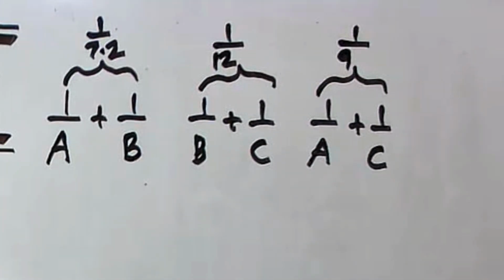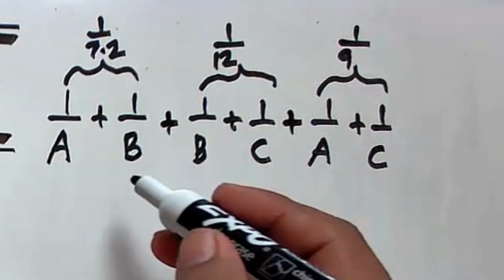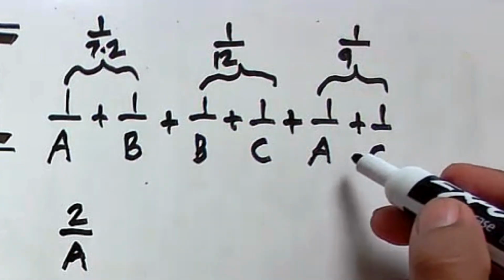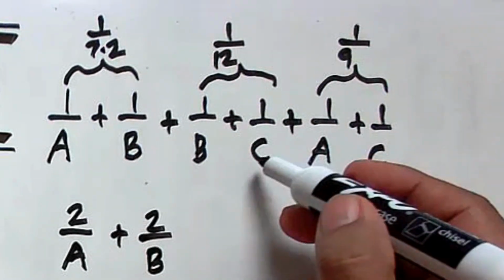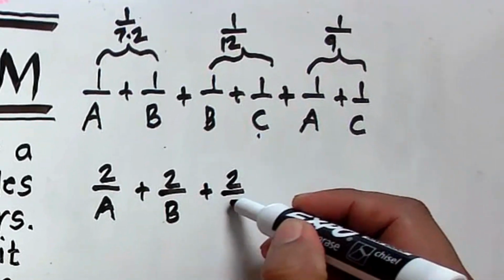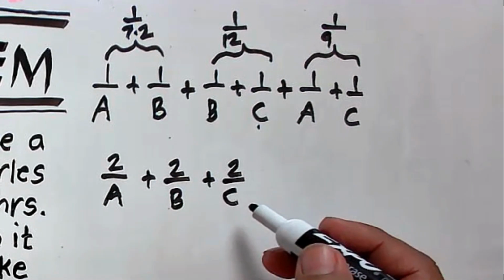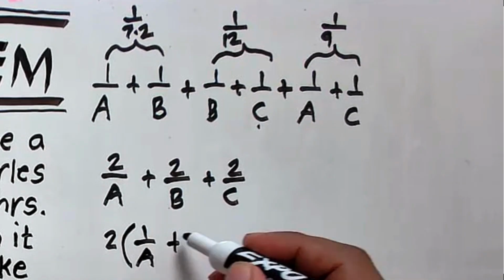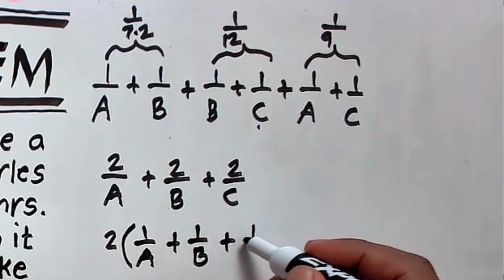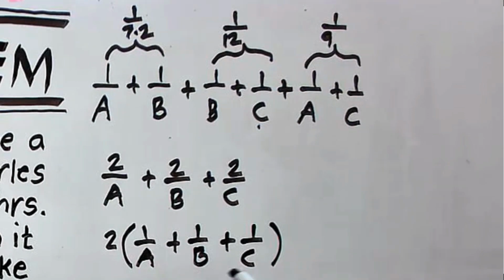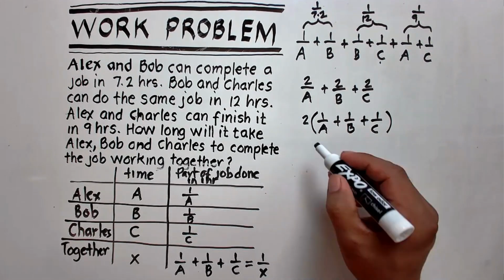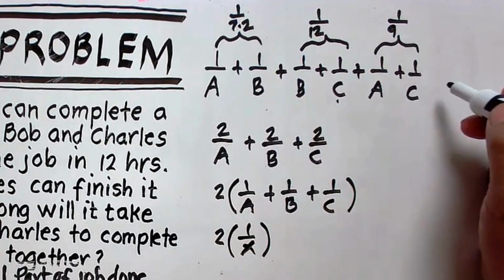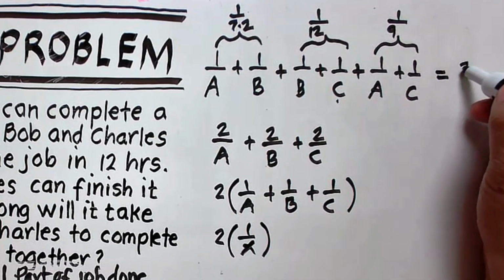Now what happens if I add all of this? Notice that you have here 2 1 over A's. So 2 over A. You have 2 1 over B, this one and this one. And you have 2 1 over C. So 2 over C. And we do not know what's the value of this yet. But we can simplify this as 2 times 1 over A plus 1 over B plus 1 over C. But 1 over A plus 1 over B plus 1 over C, we know, is 1 over x. So this is equal to 2 times 1 over x. In other words, the sum of all of this is equal to 2 over x.